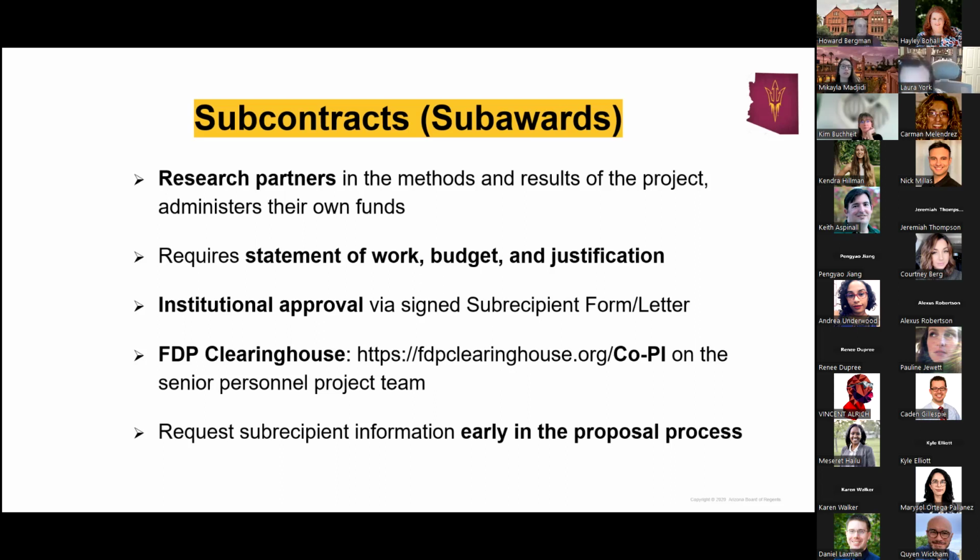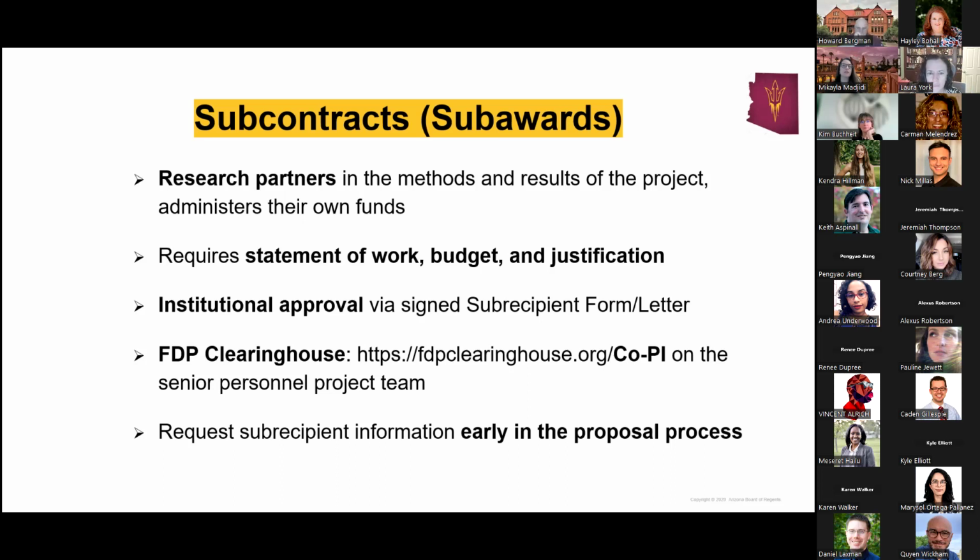So with that responsibility, they'll also generally charge a certain percentage of overhead in their budget as well. They may have a negotiated indirect cost rate like we do, or they may charge the 10% de minimis rate, which we'll discuss later. But the way they differ from a vendor or contractor is that they're working collaboratively with the PI. They have key personnel that are contributing to the project team.